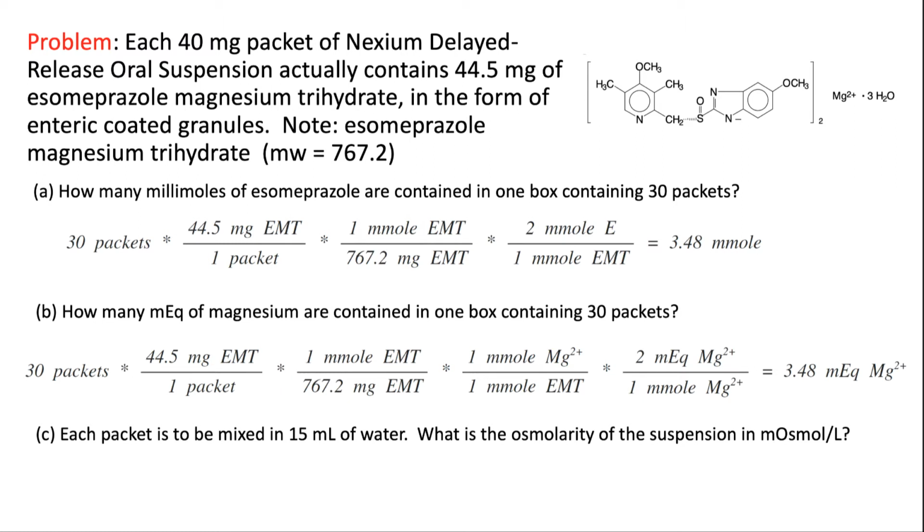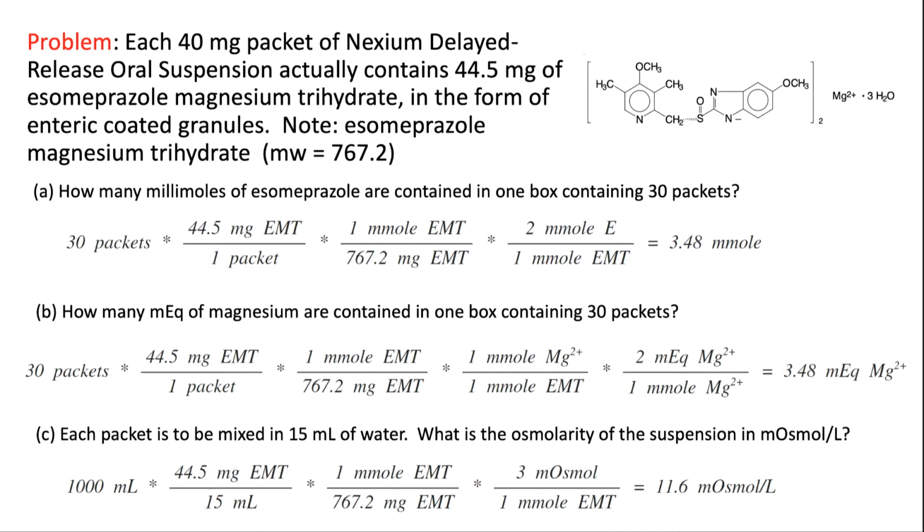What is the osmolarity of the resulting suspension, in milliosmoles per liter? Well, when we do these osmolarity questions, we want to figure out the number of osmoles, but we want the quantity per liter. So let's start with 1 liter, which is the same as 1,000 milliliters. Okay, so we'll start with 1,000 milliliters.